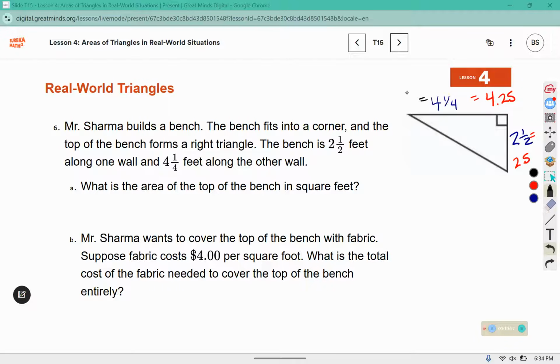4 times 4 is 16, plus 1 more makes 17. 2 times 2 is 4, plus 1 more makes 5. I'm going to use the fraction version. So remember, half the base times the height. For the top, 1 times 17 is 17, and 17 times 5 is 85. For the denominator, 2 times 4 is 8, and 8 times 2 is 16.